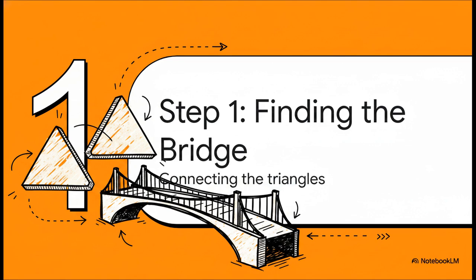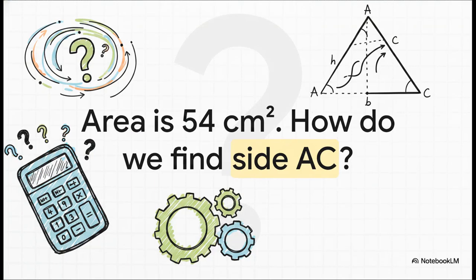So, step 1. Our first job is to find the length of that side, AC. I like to think of it as a bridge. It's the only thing connecting what we know about triangle ABC to what we need to know about triangle ACD. If we can't build that bridge, we're stuck. Simple as that. Okay, so we know the area of triangle ABC is 54 centimeters squared. Now, how do we use that to get the length of AC? It's kind of like we have the answer, and now we have to work backwards to find the question. It's a classic move in these kinds of problems.